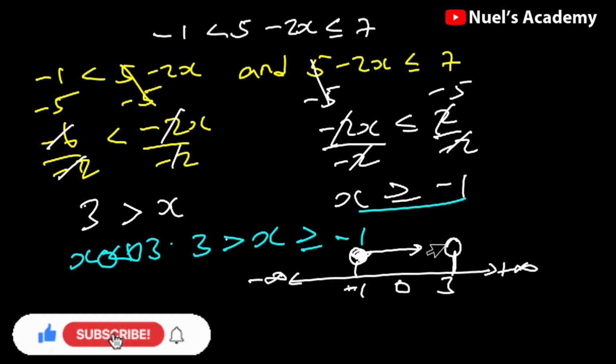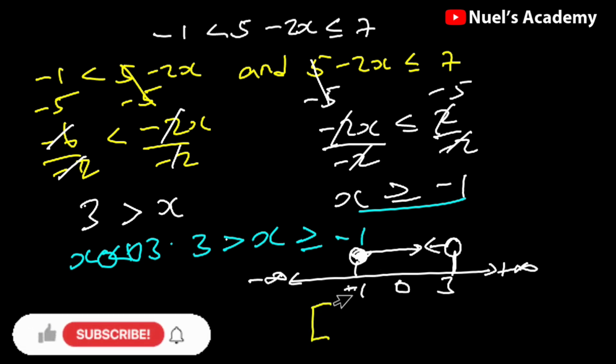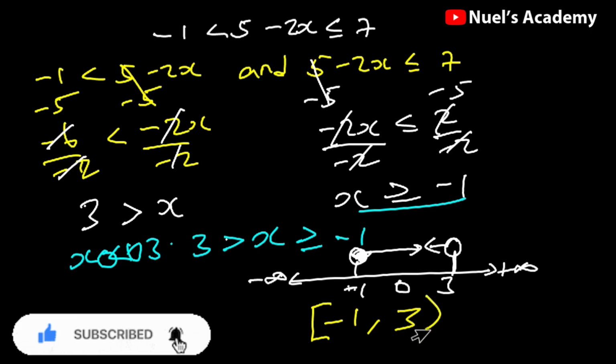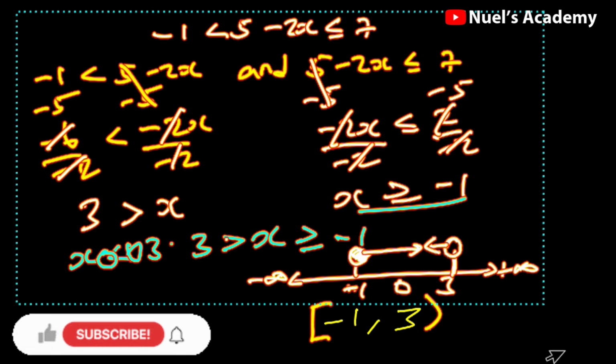So we're going to draw the arrow to the left hand side, and so the answer in interval notation is going to be, since this negative 1 is inclusive, we open it with the bracket, then negative 1 comma 3 is exclusive, so 3, and then we close it with a parenthesis, and so this is the answer for this one. So let's go ahead and solve the third question.